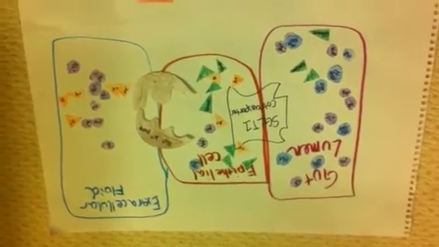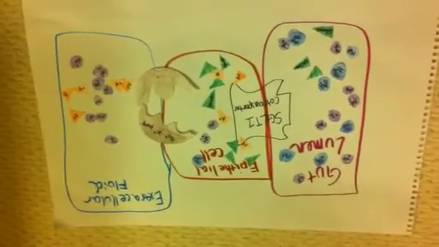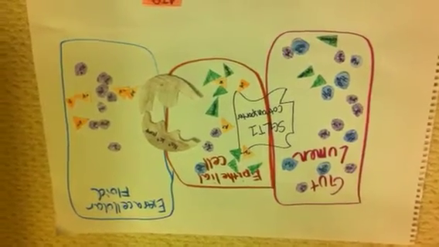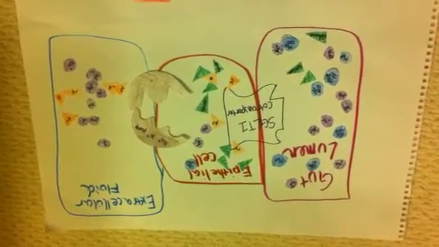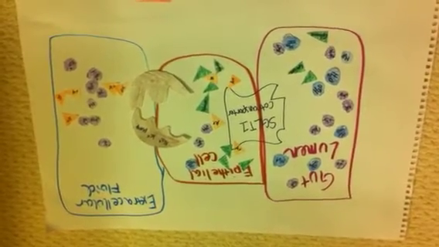This is my demo on how glucose transport works. On the left, we have the gut lumen. It is connected to the epithelial cell through a SGLT1 cotransporter. This cotransporter assists in transporting sodium and glucose into the epithelial cell.